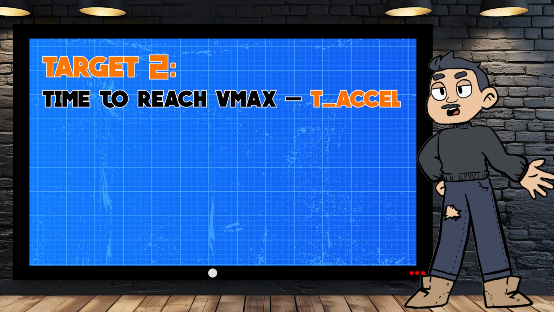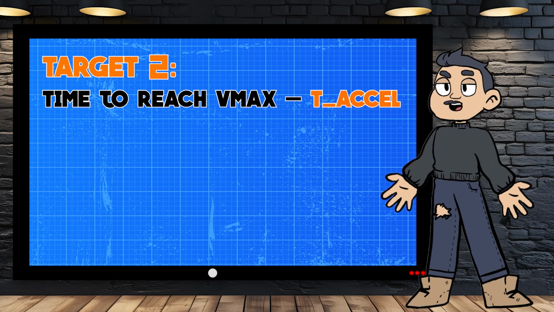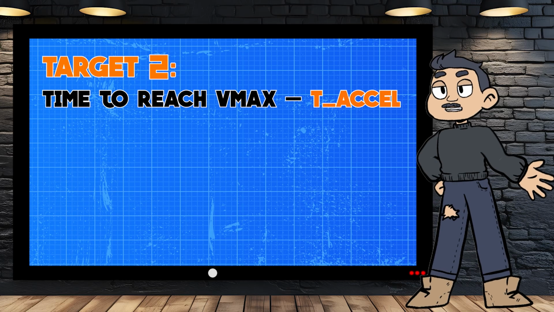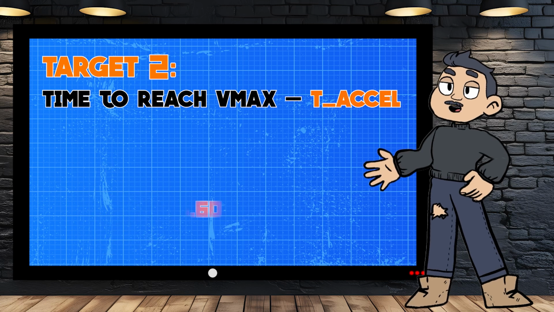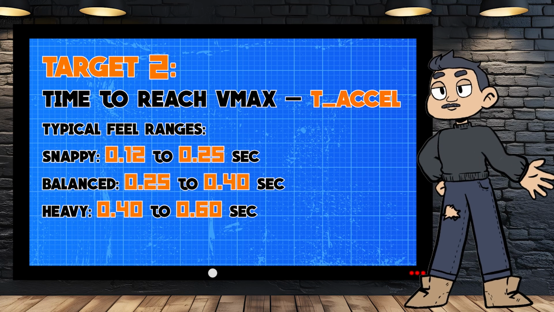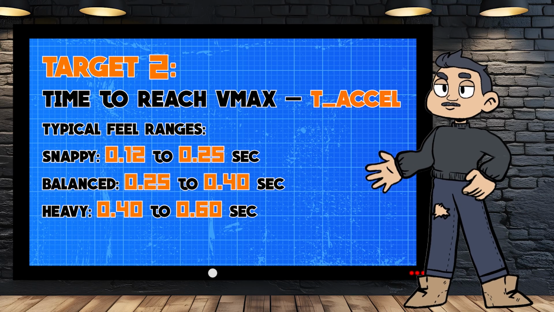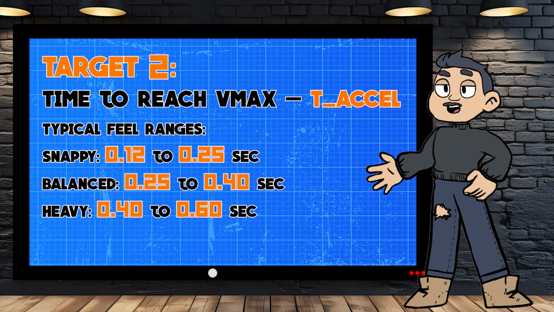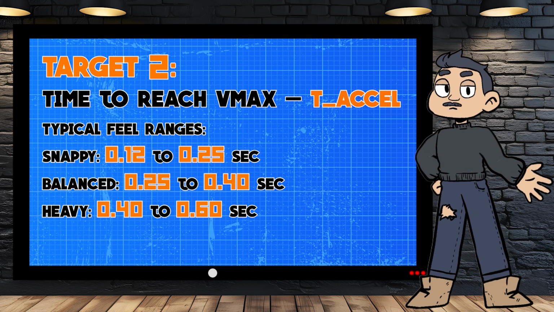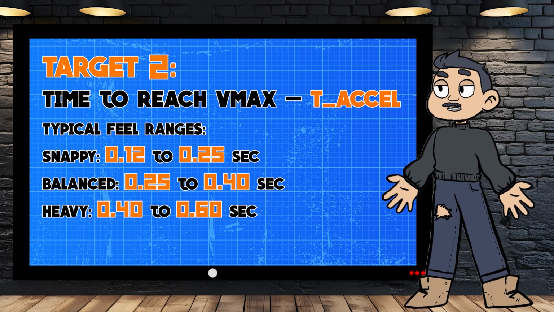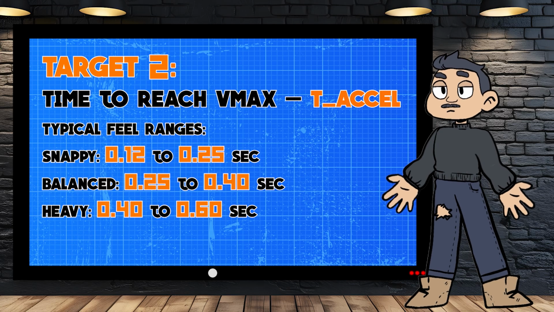Target 2. Time to reach Vmax, T accel. This is how quickly the character ramps up to full speed. This is responsiveness. This is snappy versus heavy. Typical feel ranges: snappy, 0.12 to 0.25 seconds. Balanced, 0.25 to 0.40. Heavy, 0.40 to 0.60. For a basic platformer that feels modern, let's pick T accel equals 0.25 seconds.